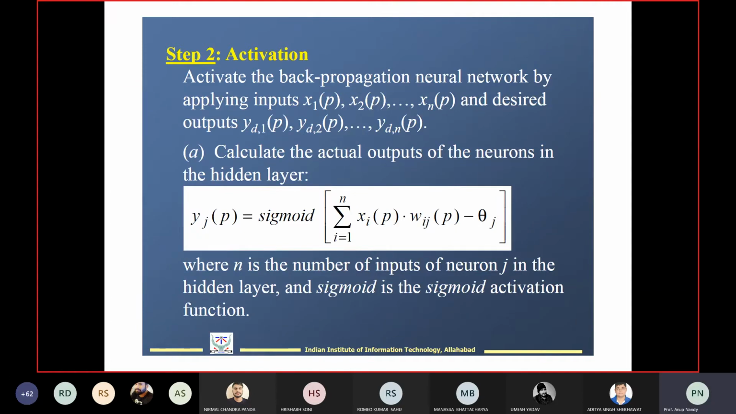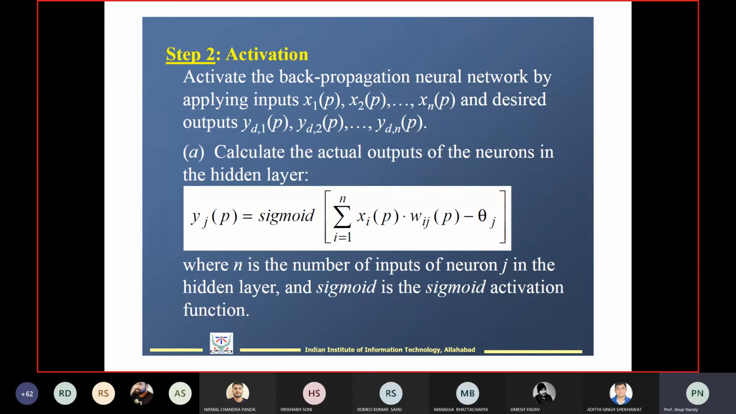Now you have to calculate the actual output of the neurons in the hidden layer. In each hidden layer, the output is generated for the corresponding layer. As I already told you, except for the input nodes, each node is considered a neuron which uses a nonlinear activation function. Here we are going to use the sigmoidal function, because it is a monotonic non-decreasing function and you can find the differentiation at every point.